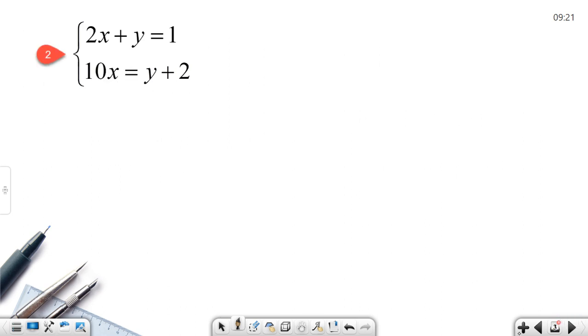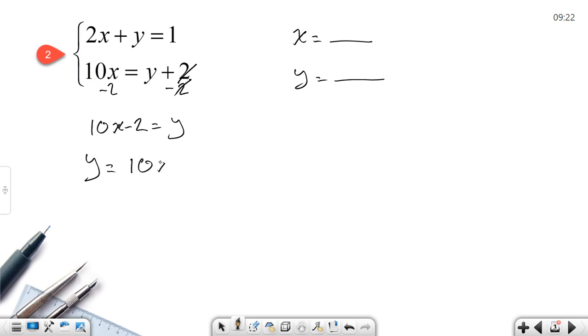Let's go to another example. That's an interesting example. Why? Here we have 2x plus y equals 1, and here 10x equals y plus 2. If I want to use substitution, at least I need to get x equal to an expression or y equal to an expression. So here, instead of y, I can put minus 2 on both sides of the equation. That's going to be 10x minus 2 equals y. The 2s cancel each other, but they are not like terms. I cannot add or subtract them. They stay like that. What is y? y equals 10x minus 2. Now I have a y value.